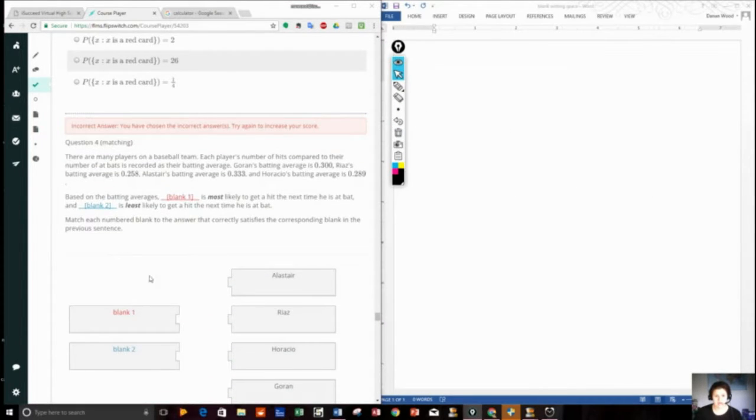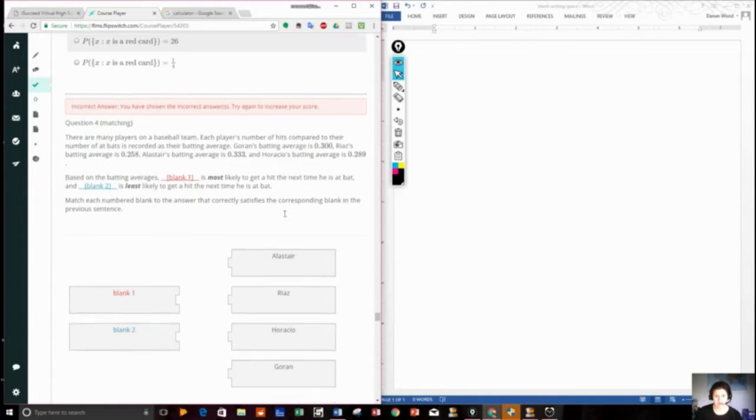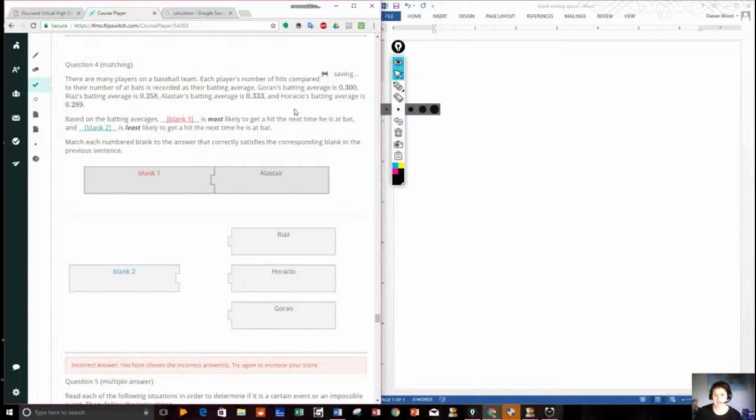Okay, there are many players on the baseball team. Each player's number of hits compared to their number of bats is recorded as their batting average. Goran's batting average is .3, Riaz's batting average is .258, Alistair's batting average is .333, and Horatio's batting average is .289. Based on batting averages, blank one is most likely to get a hit the next time he is at bat, and blank 2 is least likely to get a hit next at bat. Okay, which one is the largest? And that would be Alistair's. It's .333. So Alistair is blank 1 because .333 is the largest out of .3, .258, .289.